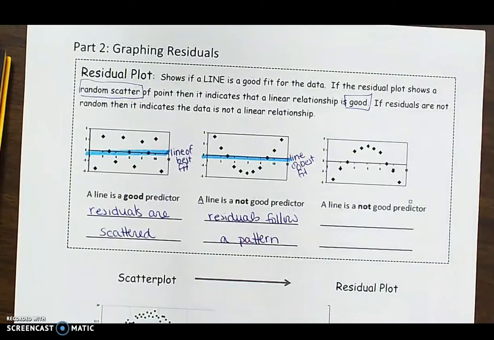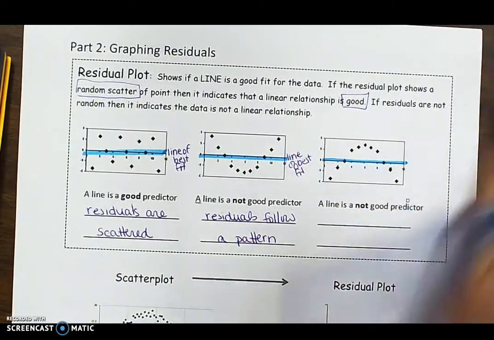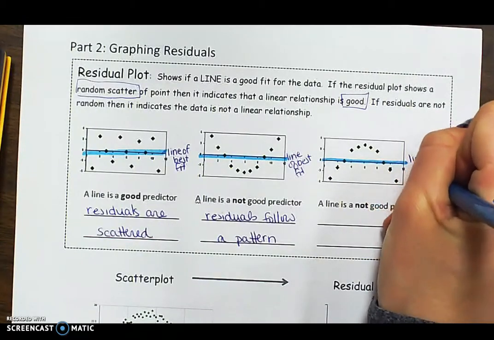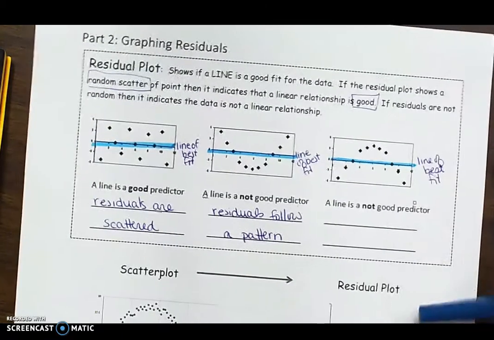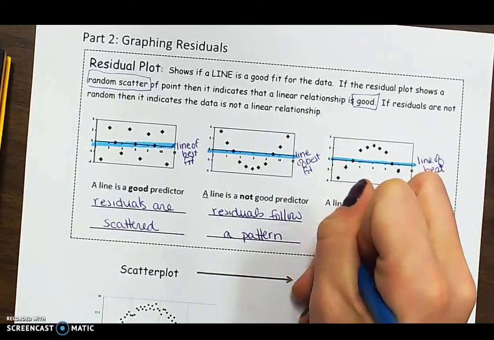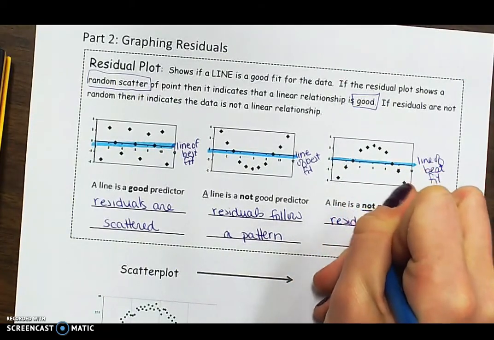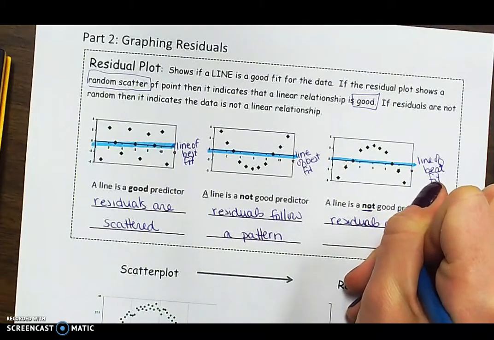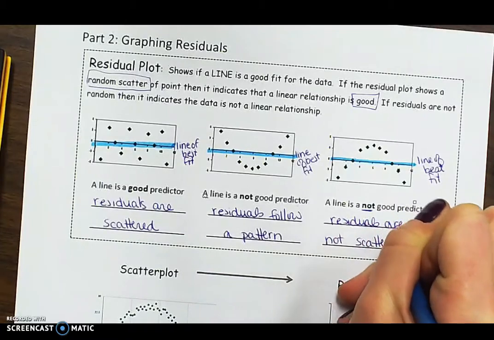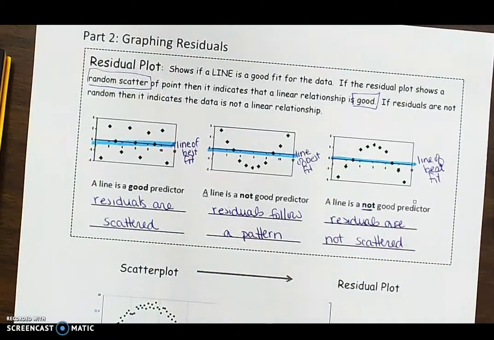And if I take a look at the last one, again, remember the x-axis is your line of best fit. If you look at your residuals, once again, they are not scattered. So a line is not a good predictor because the residuals follow a pattern. Okay, so that is what a residual plot shows us: if a line of best fit is a good fit for the data.